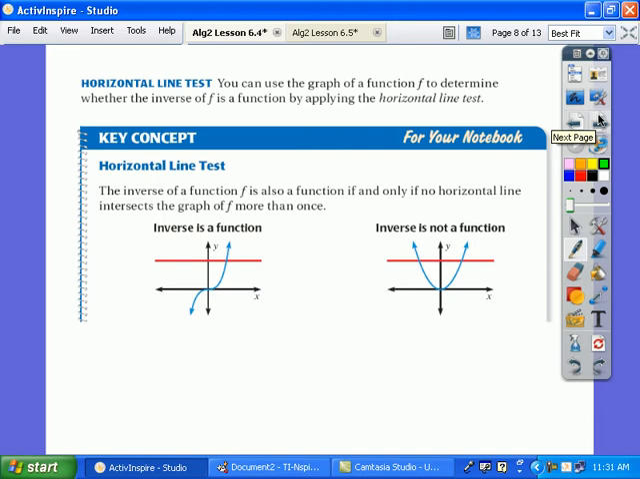So we have a test to be able to tell whether or not the inverse of a function is also a function. It's called the horizontal line test. Again, we want the inverses to be functions, and so we have this really easy test to tell, is the inverse a function? The idea is if I can draw a horizontal line through the graph and it only hits in one spot everywhere I draw it, then the inverse will be a function. If I can draw a horizontal line and it hits the graph in two places, the inverse is not a function.